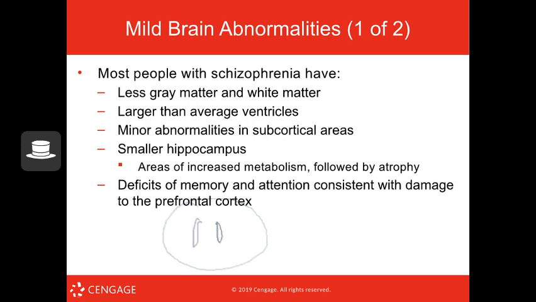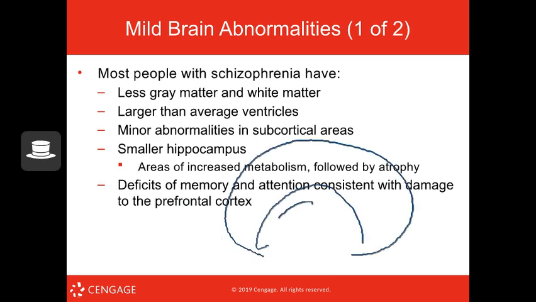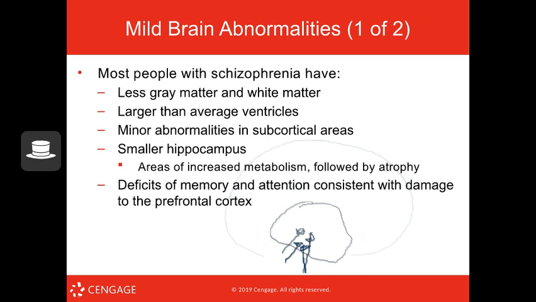Minor abnormalities in subcortical areas. So we lift up this top part of the brain, very good brain, and then all these areas under the cortices: your amygdala and your hippocampus and your thalamus and your hypothalamus. Also, a smaller hippocampus. You'll also see the deficiencies in memory and attention, which are consistent with damage in the prefrontal cortex. So even though the prefrontal cortex hasn't been hit, you're still seeing similar deficiencies like you would see if somebody had that damage.